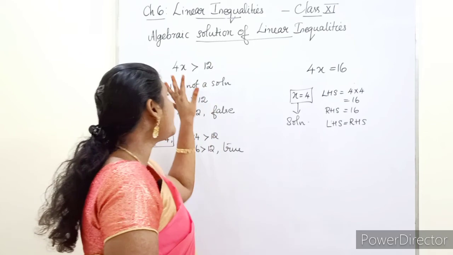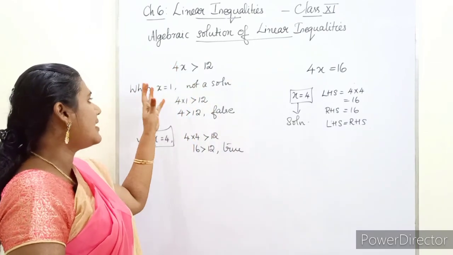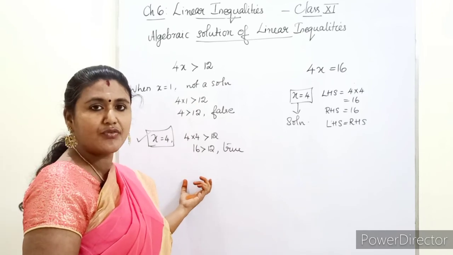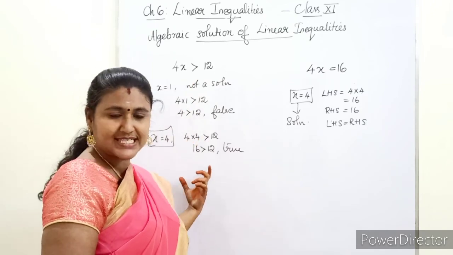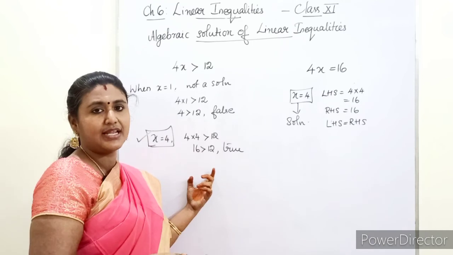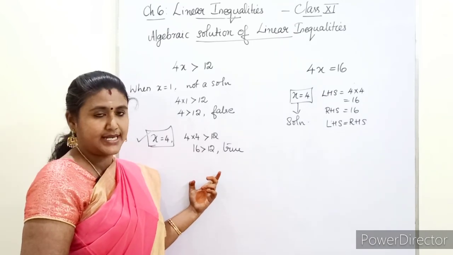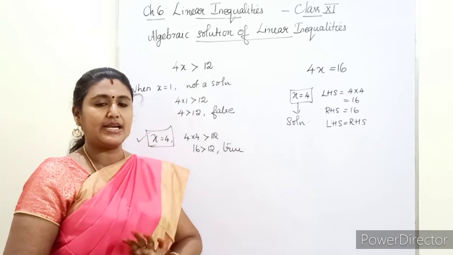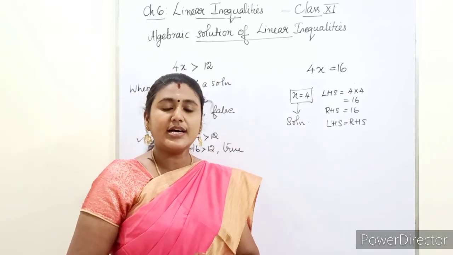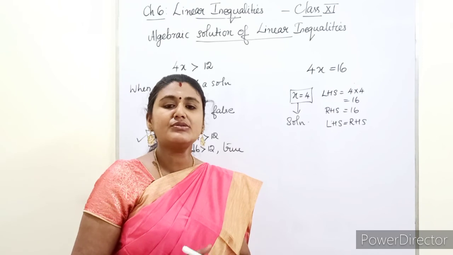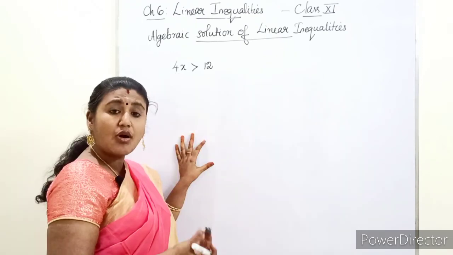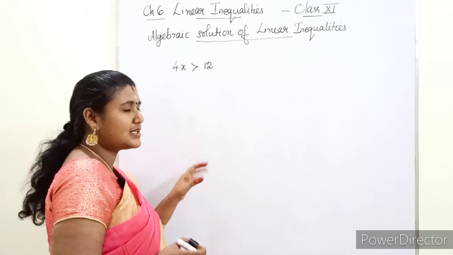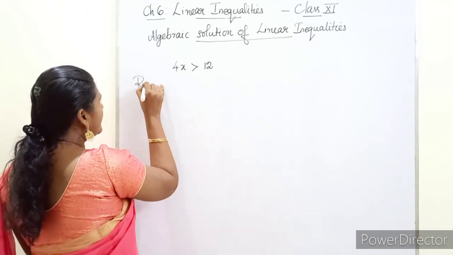So how to find the solution? We cannot randomly substitute values and check whether the inequality is true or false. We have some steps to find the solution of an inequality. Before going into the solution of a linear inequality, first we have to learn a few rules for solving an inequality. So in solving a linear inequality, we can follow certain rules. What are the rules? We will see.